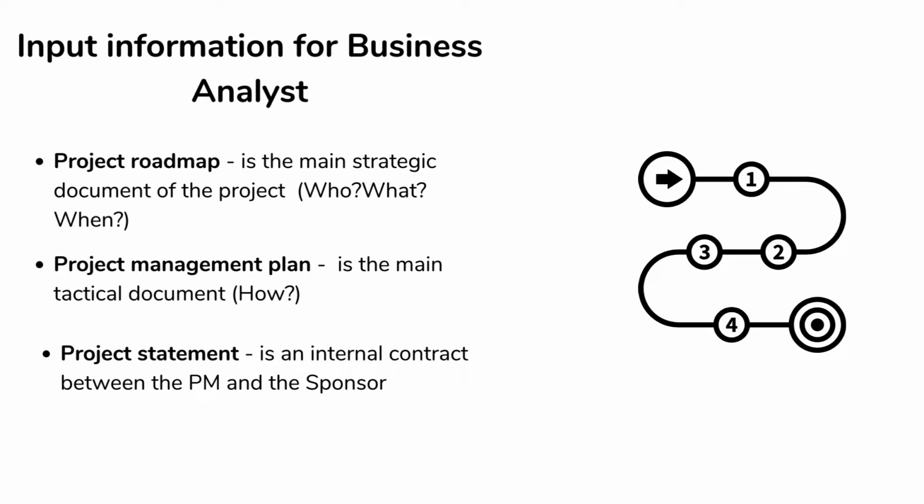A project statement is an internal contract between the project manager and the sponsor. It contains the fixed parameters of the project. If the project plan changes, the project is restarted. It is important to correctly outline the main project objectives, constraints, and the list of the resources available to the project, KPIs, and the risks.